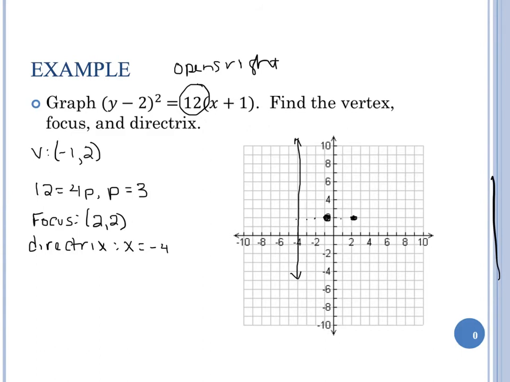The other piece I have is the length of the latus rectum. So that's a total of 12 units. So from my focus, I need to have 12 units total. I need to go 6 units in each direction through the focus. So I have up there, and 6 units there. So that's giving me a sense of how wide my graph is. There we go. That's all the information I have.